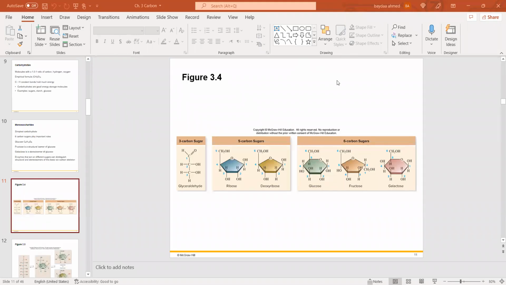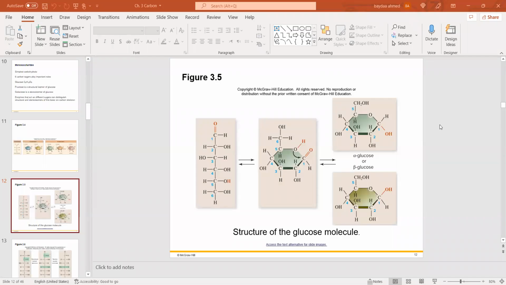So monosaccharides, or simple sugars, can contain as few as 3 carbon atoms and are often used as the building blocks to form larger molecules. The 5-carbon sugars, ribose and deoxyribose, are components of nucleic acids. So glucose is a linear 6-carbon molecule that forms a 6-membered ring in solution. They form a ring when they dissolve in solution.